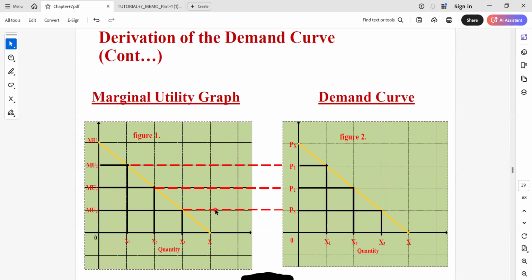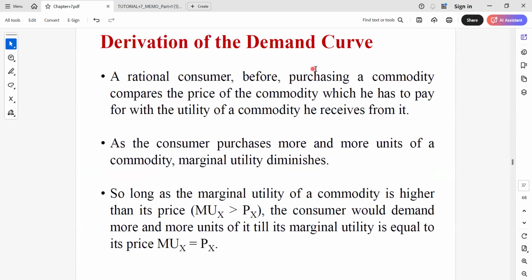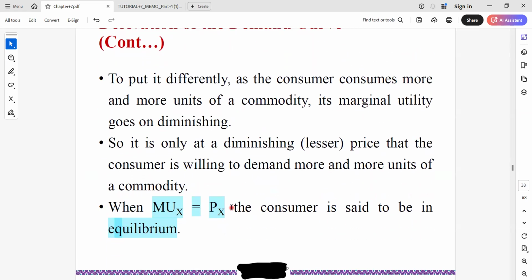But there's also a purchasing power attached to your marginal utility, because remember we said it here, the purchasing power of a commodity. If the purchasing power, so the price, is less than your marginal utility, the consumer still demands more of the units until the purchasing power, which is the price, is equal to your marginal utility. Then now we say the consumer is at equilibrium.